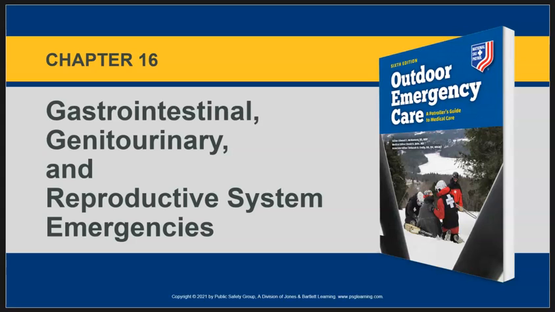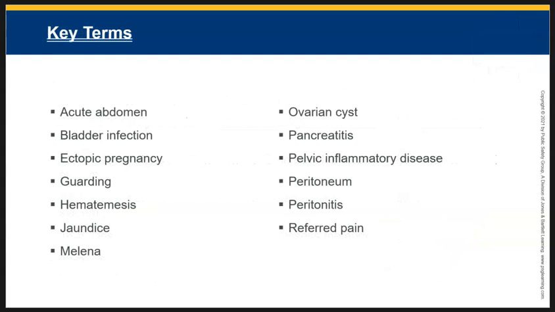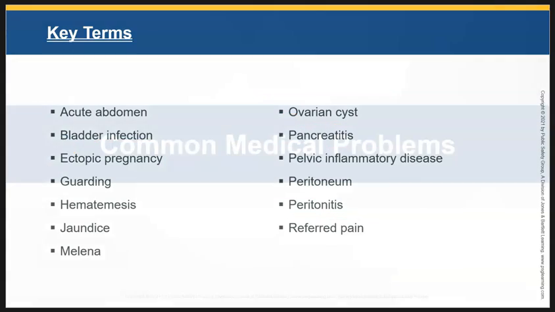This video continues Chapter 16 of OEC 6, looking at GI, GU, and reproductive system emergencies. And in this case, we're really going to focus on Objective 16.4, looking at signs and symptoms of reproductive emergencies. A couple of key terms that we'll encounter this time will be peritonitis, pelvic inflammatory disease, and we'll define what an ovarian cyst or an ectopic pregnancy are.